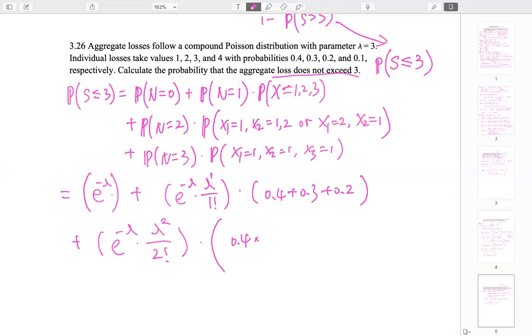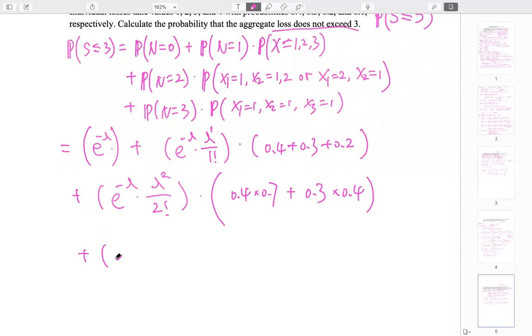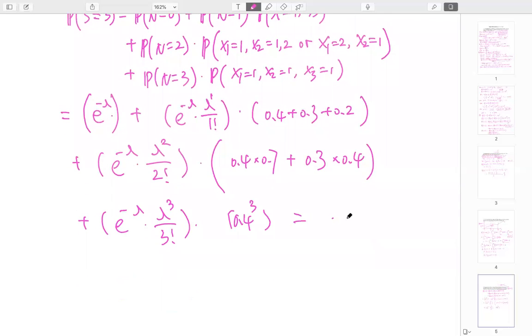X2 can be 1 or 2, so it's 0.7. When X1 is 2, the probability is 0.3, and X2 must be 1, 0.4. That's it. And finally, I want my N to be 3. In this case, all of them must be 1. The probability of 1 is 0.4 cubed. Okay, and then get your calculator to get the result.